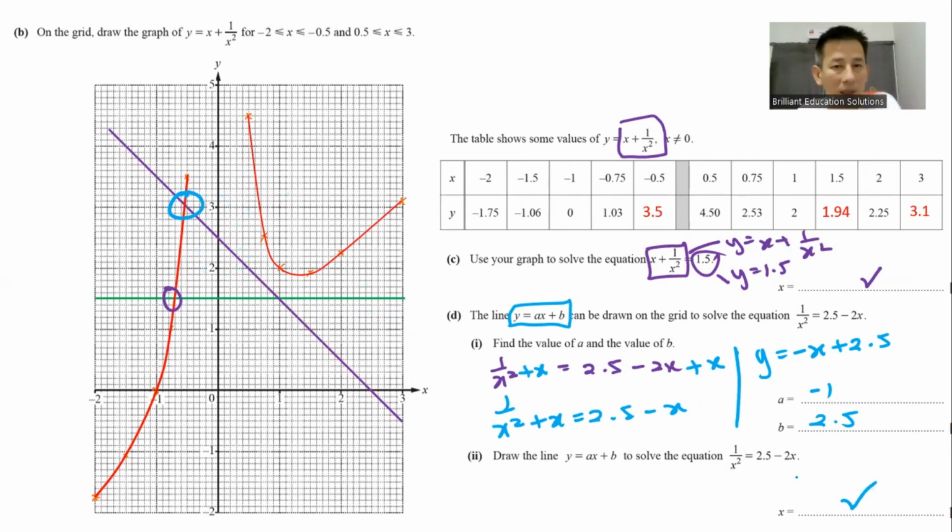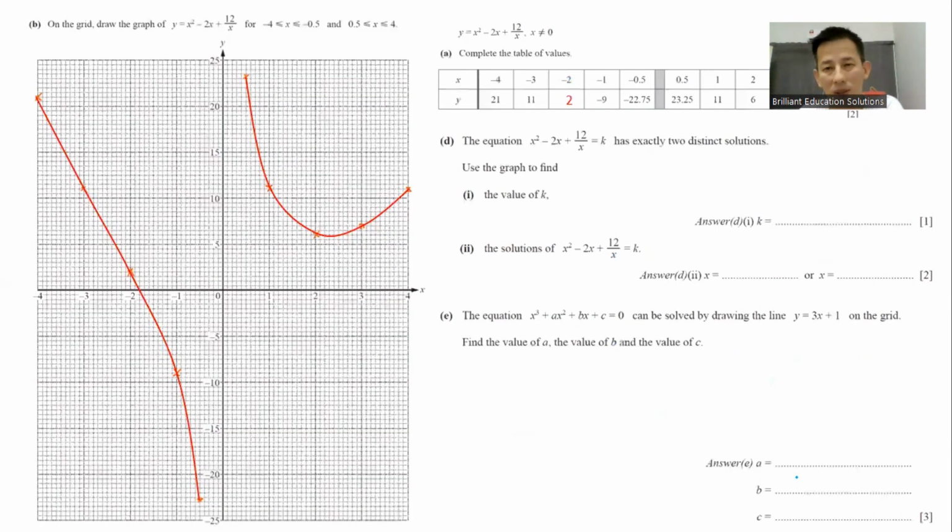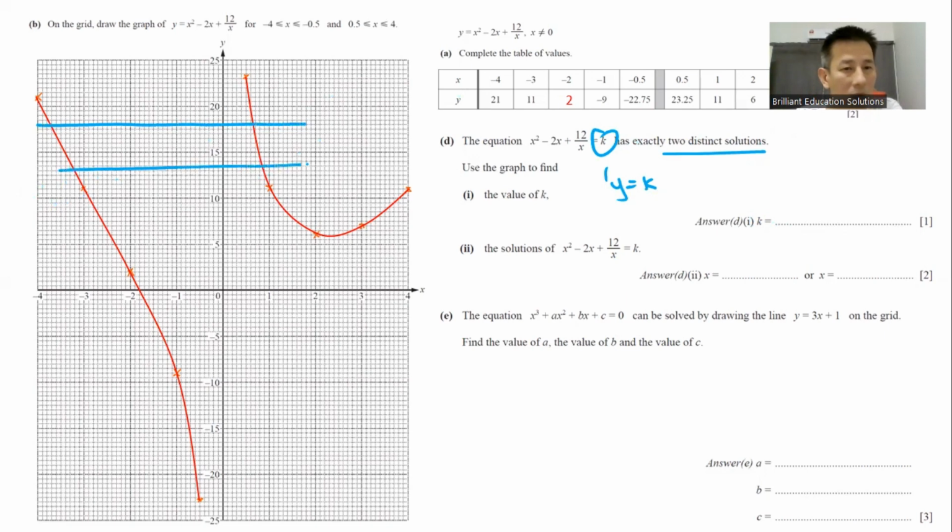Now we move on to the next question. More challenging question. Okay. We've done A and B, draw the graph, and D states the question x squared minus 2x plus 12 over x equal to k. Now you have no equation, no value, but they give you k, which has exactly two distinct solutions. So in this case, when you draw the line y equal to k, you should have two intersection points. Will it be here, or here, or where? Okay, you can try this question.